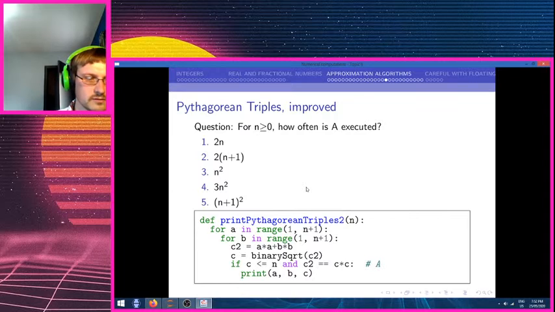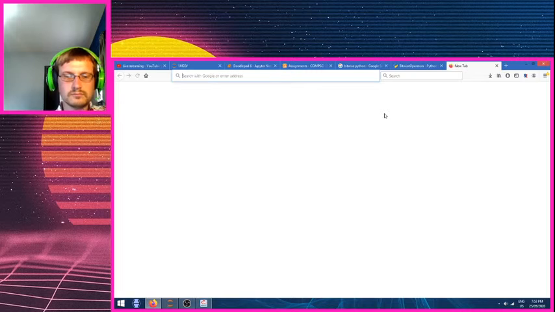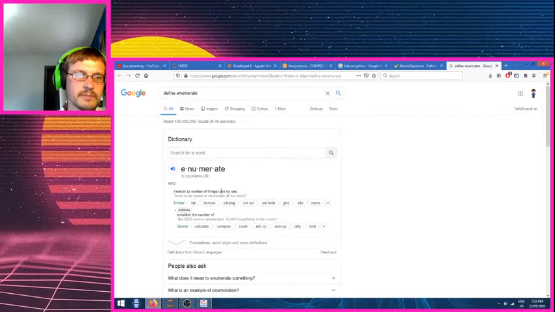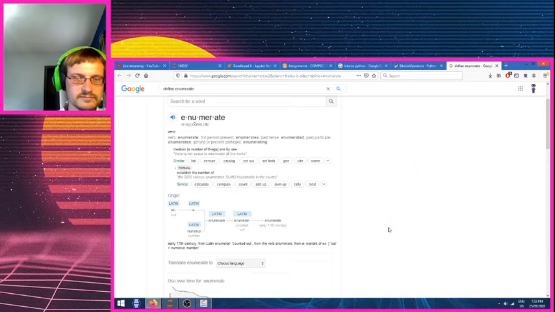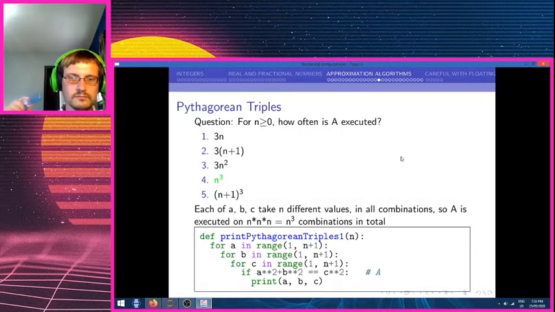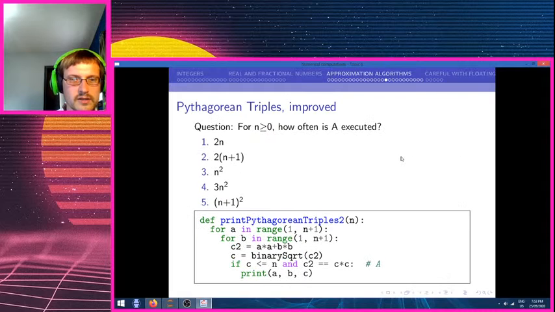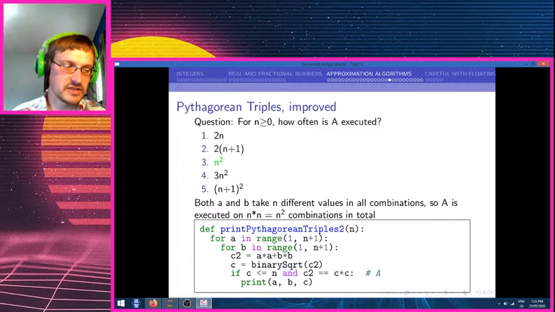What does enumerate mean? It just means list in order. It's a good question, actually. Mention a number of things one by one. There you go. Or formally, to establish the number of. Originally from the Latin, and it has been decreasing in use over time. Which is probably why you didn't know what it meant.